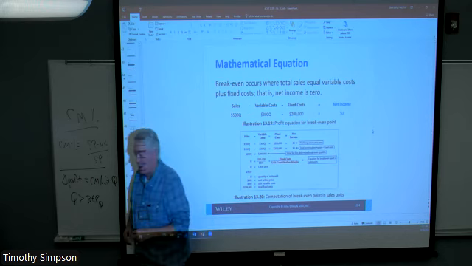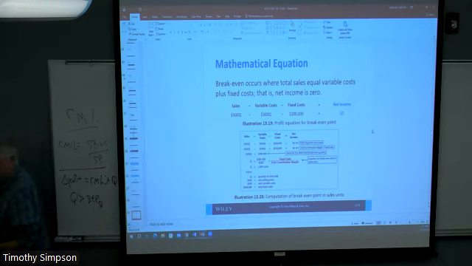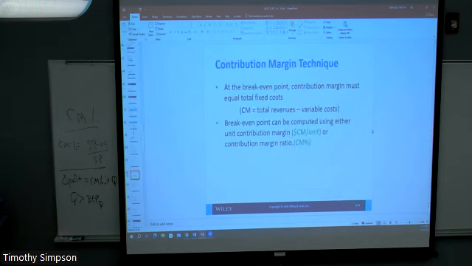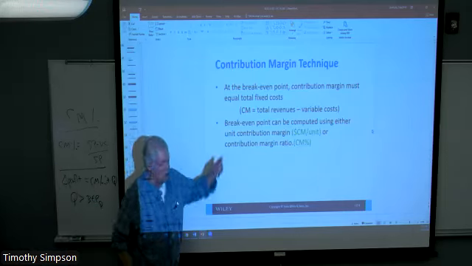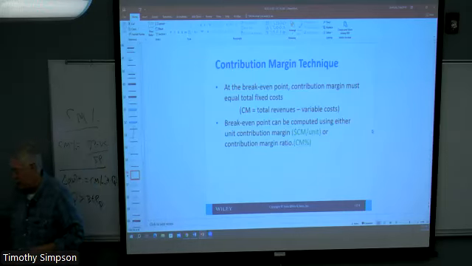Okay, all right. What about this particular formula? This particular relationship makes sense. And that is that when we talk about contribution margin, we have different ways of computing break even. At the break even point, we're saying contribution margin must equal fixed cost. How do we know that? Well, let's go up here and take a look.